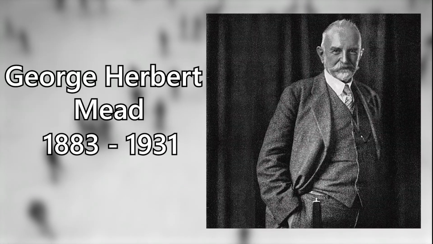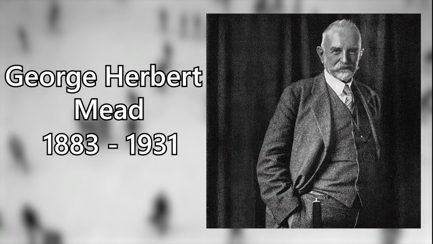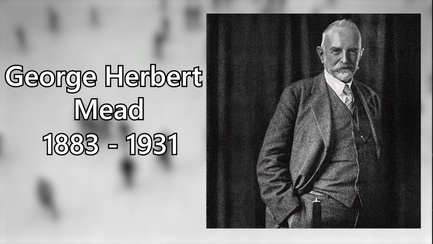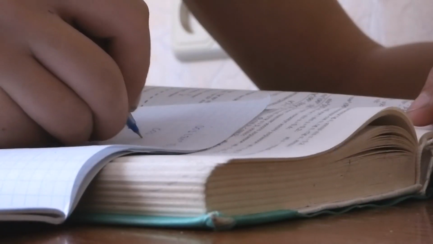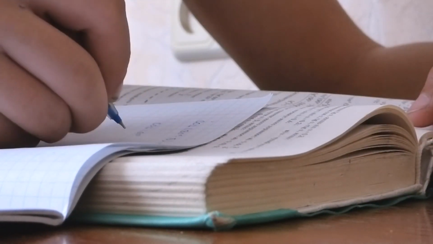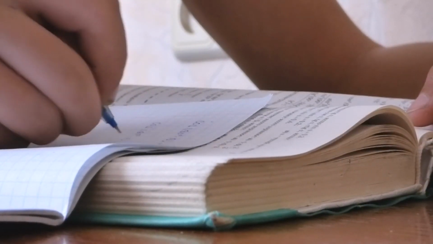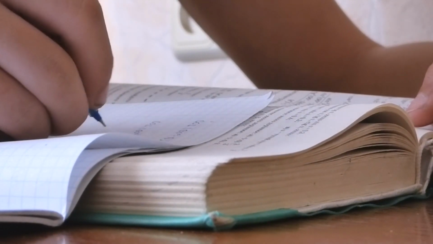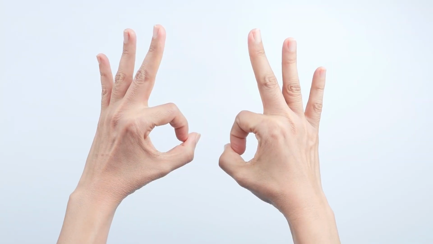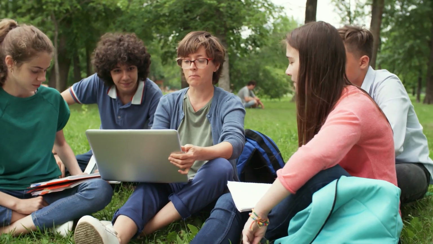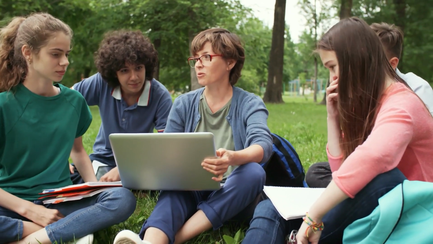Originally theorized by George Herbert Mead in the 1920s and later officially coined by his student Herbert Blumer in 1937, symbolic interactionism is a sociological perspective that provides insight into how individuals create and interpret meaning through social interaction. It emphasizes the importance of language, symbols, and gestures in shaping human communication, identity, and understanding of the social world.